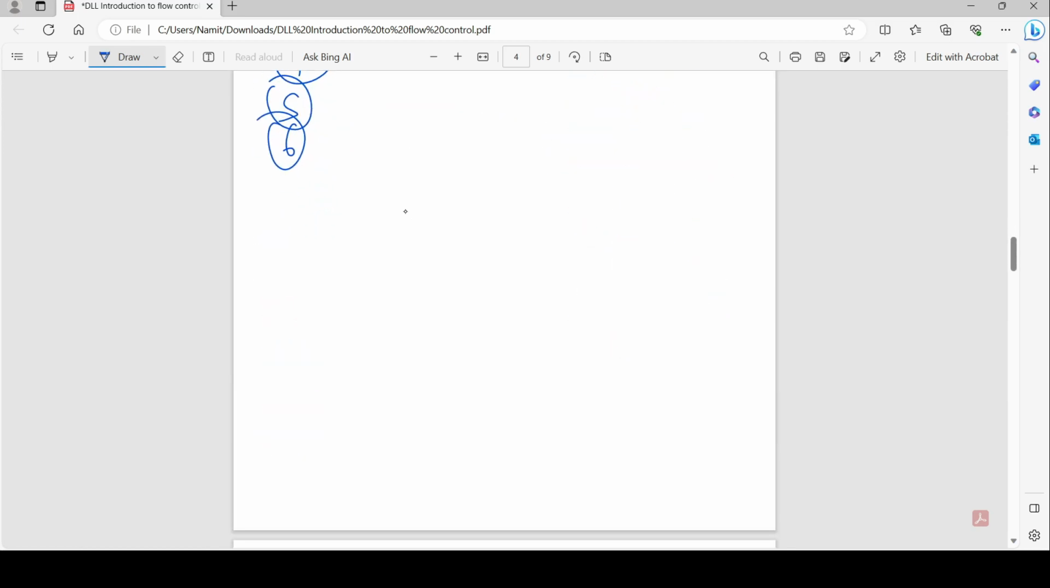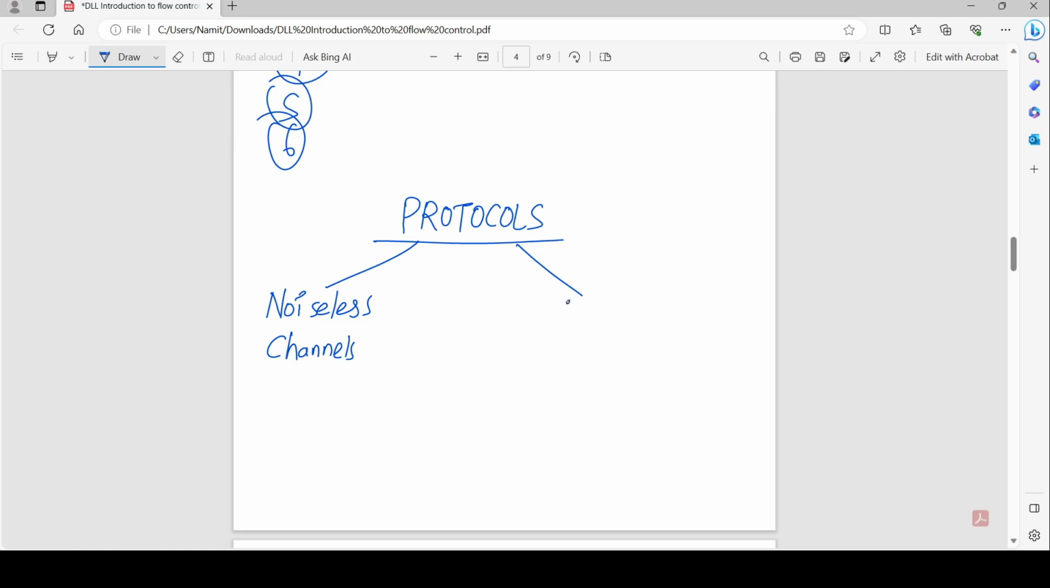Now for flow control we have a different set of protocols. What protocols are, I am not going to jump into those definitions, you guys are grown up, so it is easier to know. These protocols are divided on the basis of two parts. One is for noiseless channels and the other one is for noisy channels.